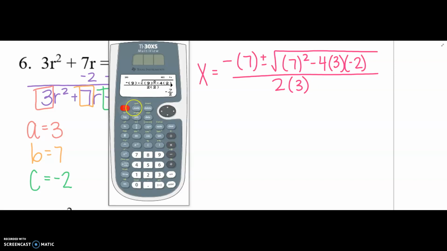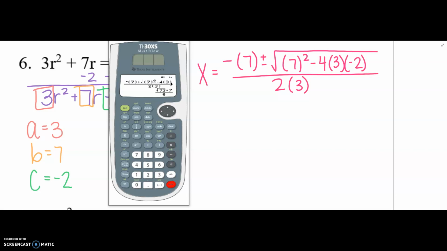After you've written it down, back to the calculator to press the fraction button. We have -7 plus the square root of 7 squared minus 4 times 3 times -2 all over 2 times 3. This gives me the square root of 73 minus 7 over 6.